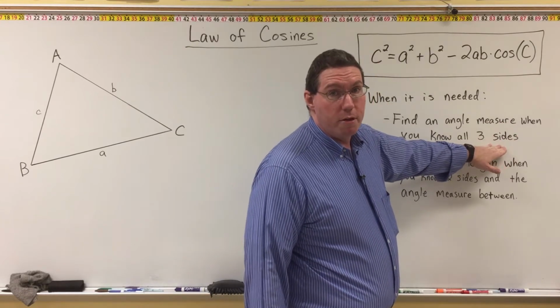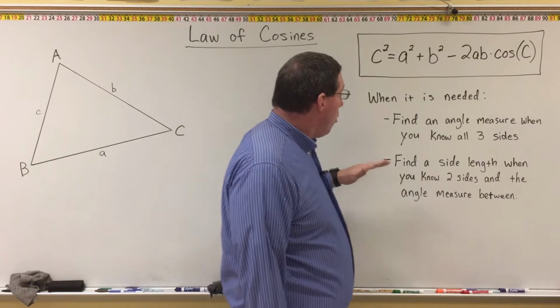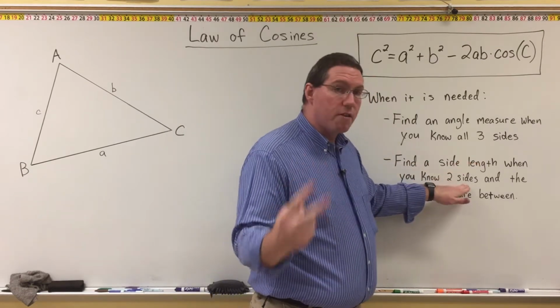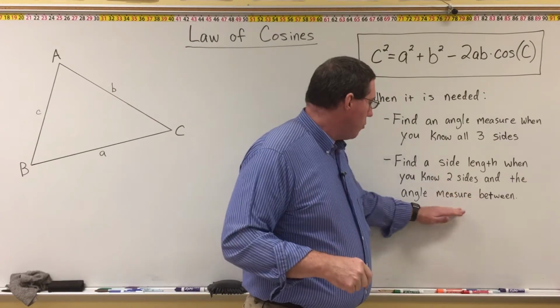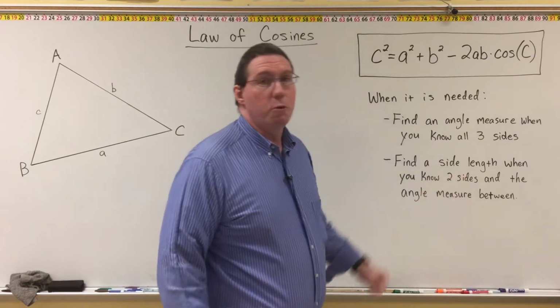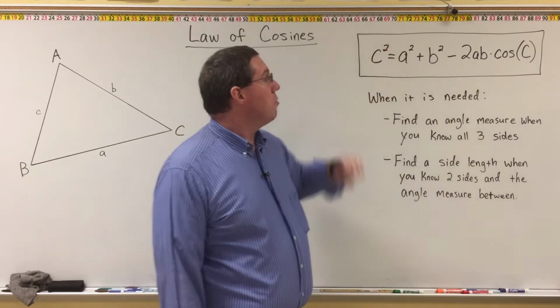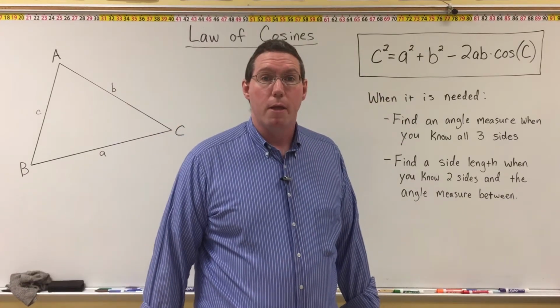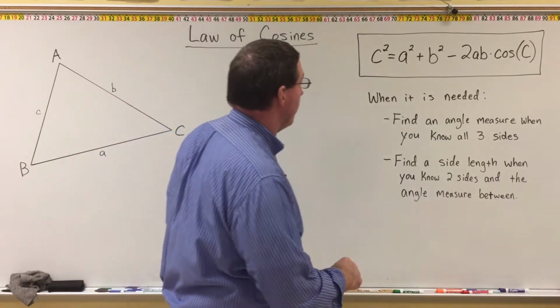So if you know the lengths of all three sides, you can use the law of cosines to find an angle measure. Or you want to find the third side length when you know two of the sides, but you don't have either of the opposite angles. You actually have the angle measure that's between the two sides. As long as you have those pieces of information, you can use the law of cosines and find out the rest of the information that you need. All right, so law of cosines, let's look at the formula.